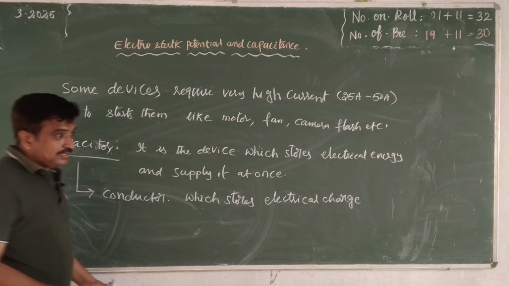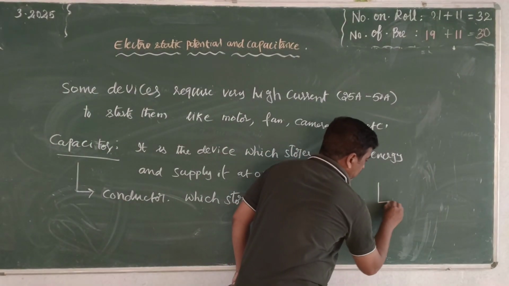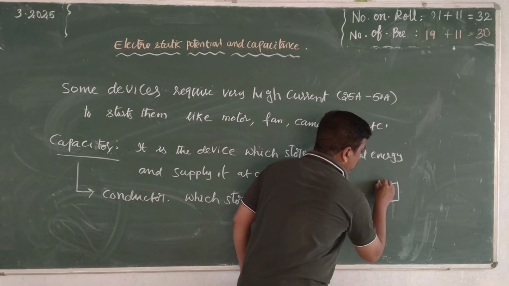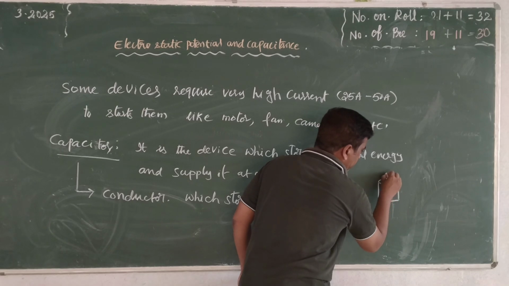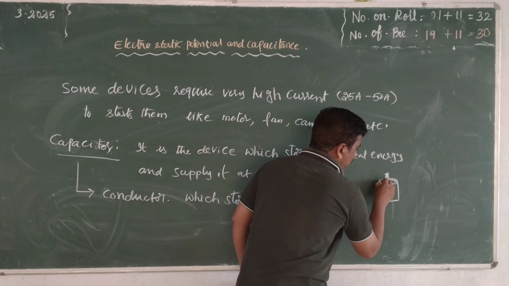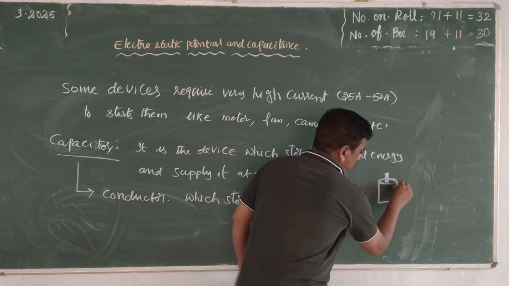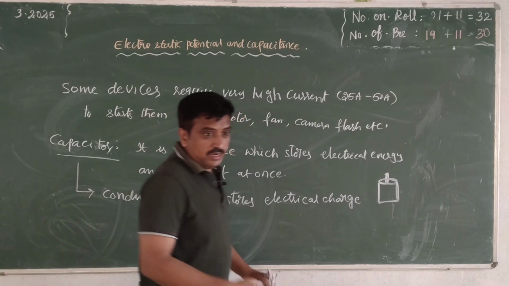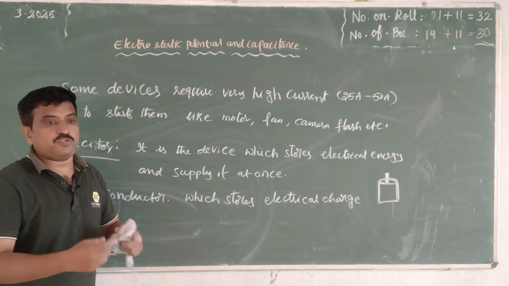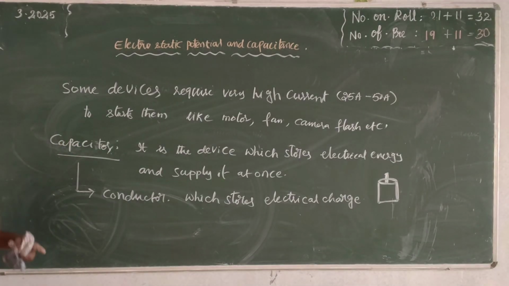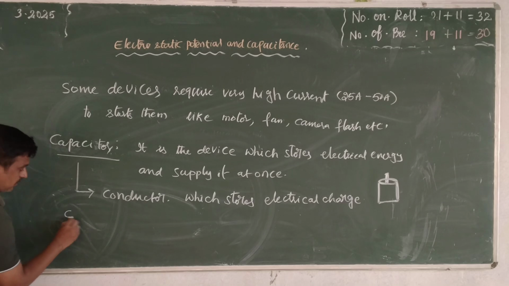We generally know the condenser. This is the condenser, which stores electrical energy in the form of electric charge. It stores energy and gives a sudden supply of energy. Because of that, the motor and fan start with a starting jerk and then run. Yes? So that device we call a capacitor. So it has capacitance.